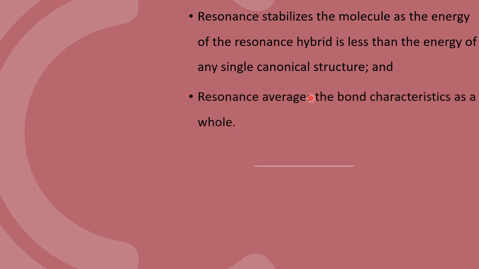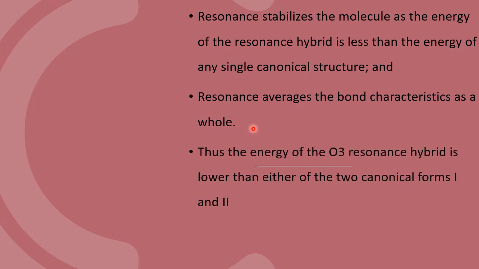Resonance averages the bond characteristics as a whole. That means bond length, bond angle. So they are average bonds, not a single bond or a double bond. It is the average between the single and double in the case of ozone. So resonance gives us the idea that bond parameters are averages. Okay, this is our today's conclusion. Thus, the energy of the O3 resonance hybrid is lower than either of the two canonical forms 1 and 2. This is our today's conclusion.